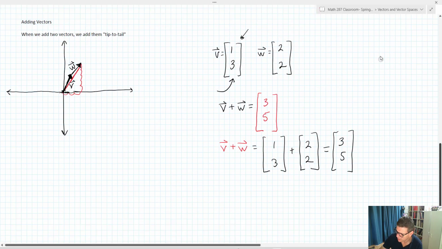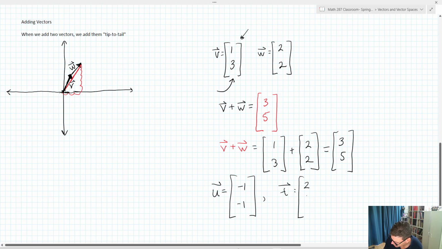And there's our vector addition. Let's take two new vectors, okay? Let's take, for example, u equal to -1, -1, and w, we'll take w again, okay? Actually, why don't we take t? T equal to 2, -3.